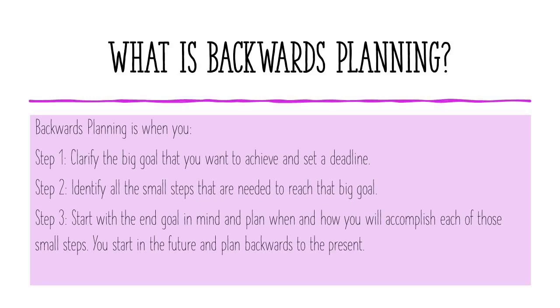Backwards planning is when you, 1, clarify the big goal you want to achieve and set a deadline. 2, identify all the small steps that are needed to reach that big goal. 3, start with the end goal in mind and plan when and how you will accomplish each of those small steps. You start in the future and you plan backwards into the present. Backwards planning is basically when you start by thinking about your big goal and you work backwards to set small little goals or steps in order to reach that goal.